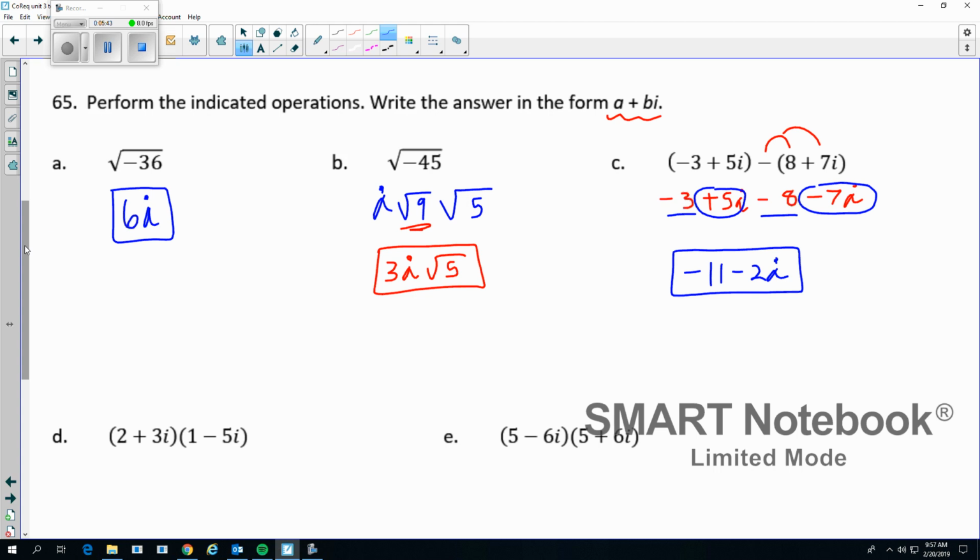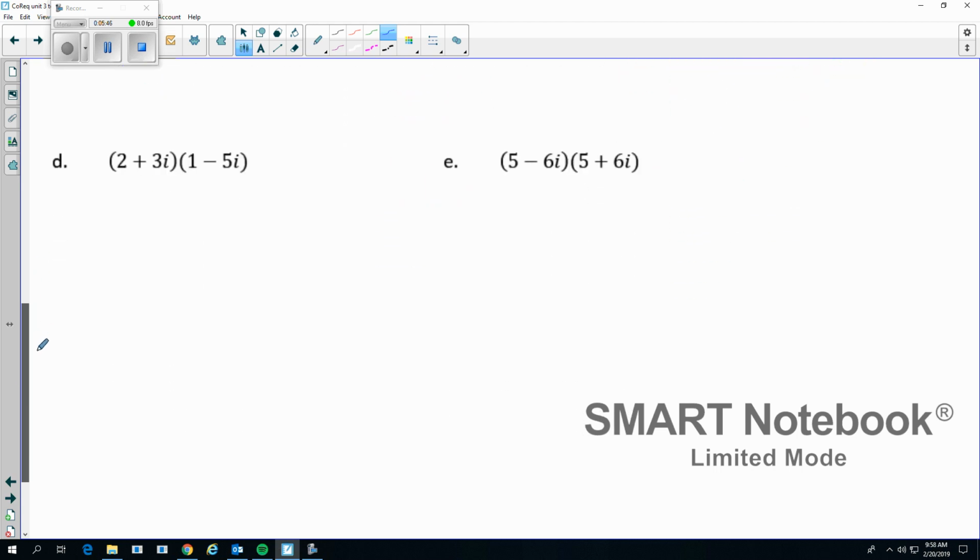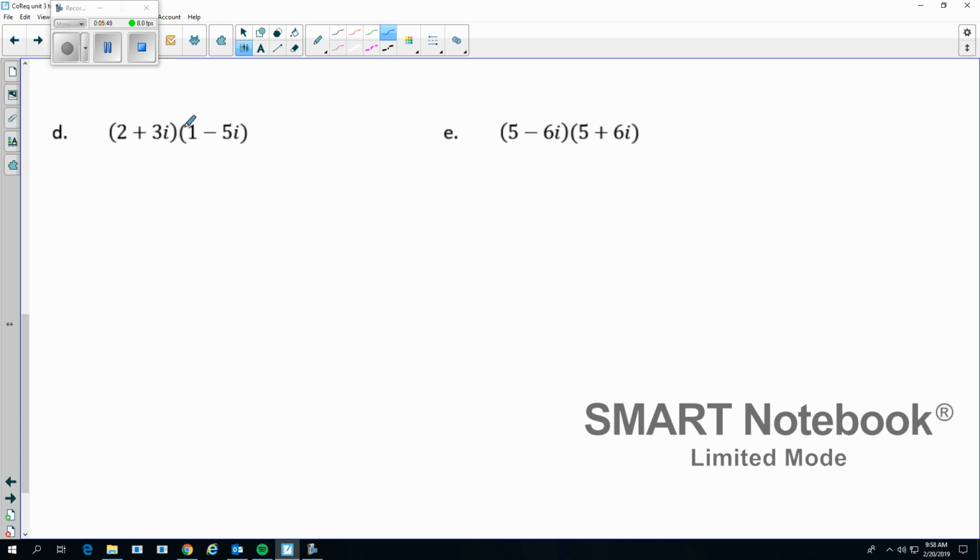All right, last two. And we are going to be foiling these. And then just put them in the form a plus bi, where a and b are just real numbers that we're familiar with. Okay, so let's see, we're going to multiply the 2 by both of these. So we're going to get 2 minus 10i. And then we're going to multiply the 3i by both of these. So 3 times 1 is a plus 3i. 3i times a minus 5 is going to be minus 15i squared. So if y'all remember, i squared is equivalent to negative 1.